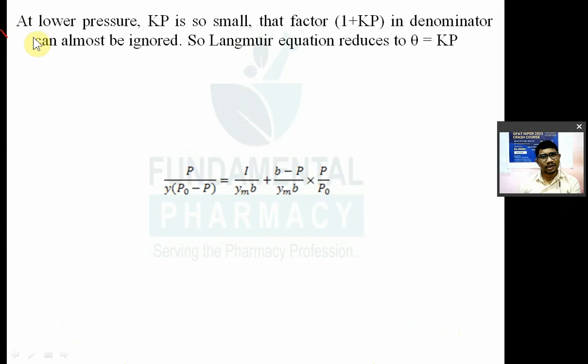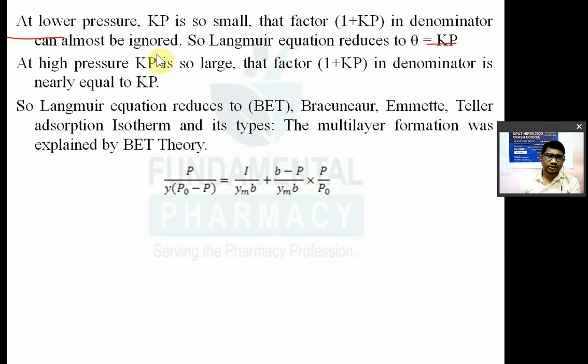The derivation is given in the book. If you want to read more, you can read it from the book. At a lower pressure, kp is very small and negligible, so the factor 1 + kp in the denominator can almost be ignored, and the Langmuir equation reduces to θ = kp. At a high pressure, kp is so large that 1 + kp in the denominator is nearly equal to kp. So the Langmuir isotherm is extended to the BET theory. What is BET theory? BET is the Brunauer-Emmett-Teller theory.